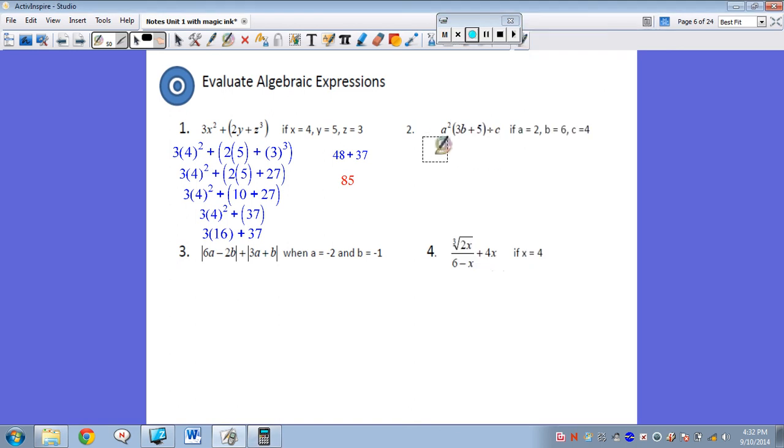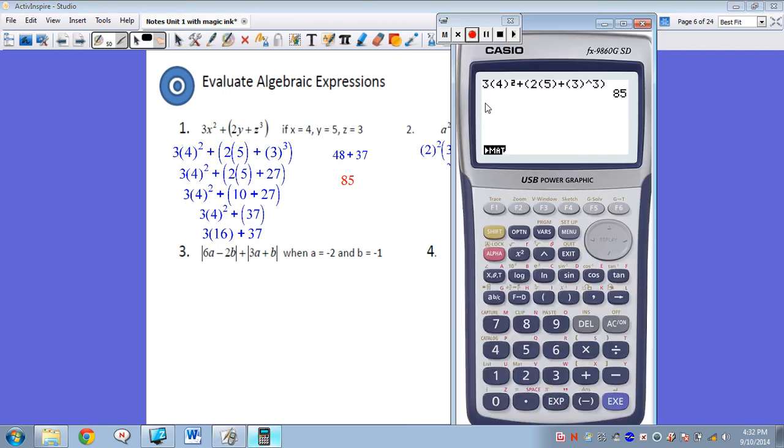Okay, this one here. So again, you're substituting in numbers for the variables. A is 2, B is 6, and C is 4. So first rewrite it, plugging every number in and making sure to put every number in parentheses. It's important, especially if it's a negative number. If you don't put a negative number in parentheses, you're going to get a different answer than you would if you had put it in parentheses. Okay, so this is what it looks like here.